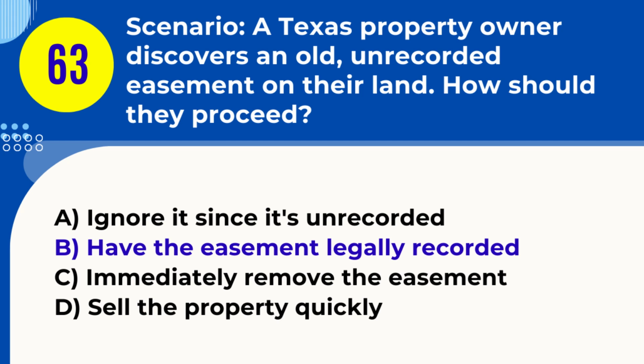Explanation. If a Texas property owner discovers an old unrecorded easement, they should have it legally recorded to acknowledge its existence and understand its implications. This ensures clarity in property rights and responsibilities.